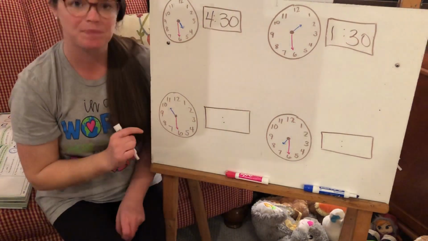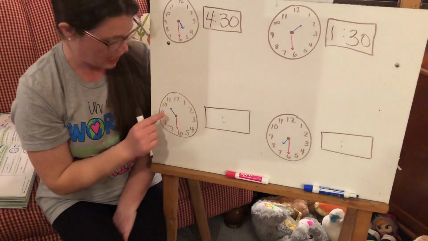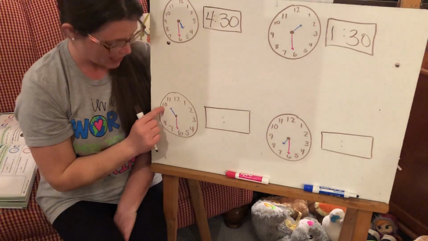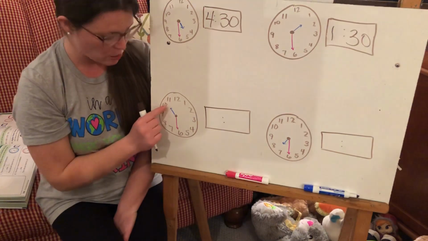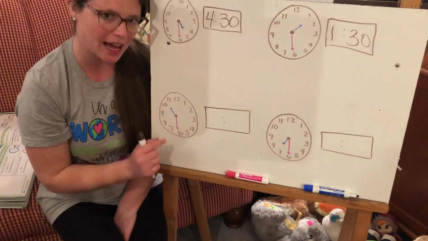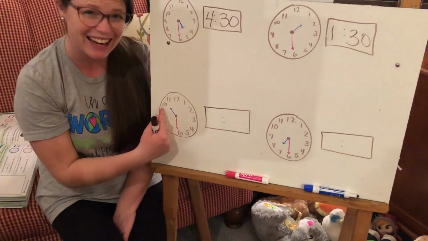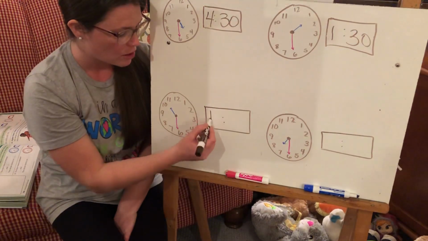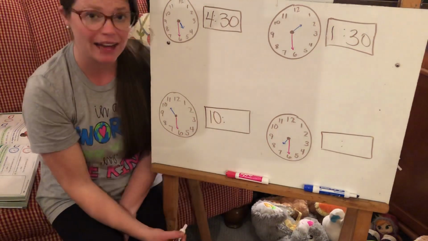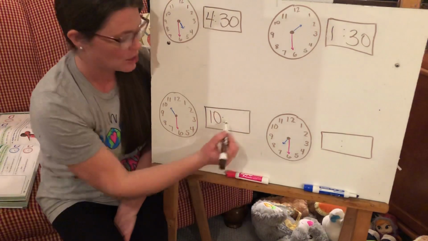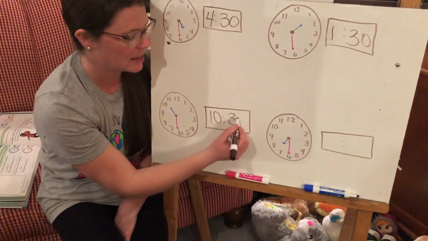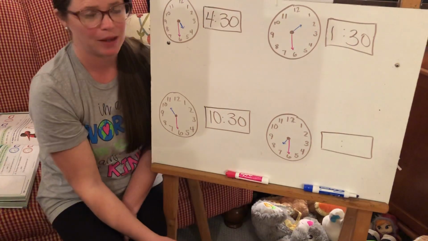Down here, my hour hand is in between the 10 and the 11. It has not quite gotten to the 11 yet. That means that it's in the 10 o'clock hour. So we're going to use the 10. And again, my minute hand is on the 6. So we're going to say 10:30.